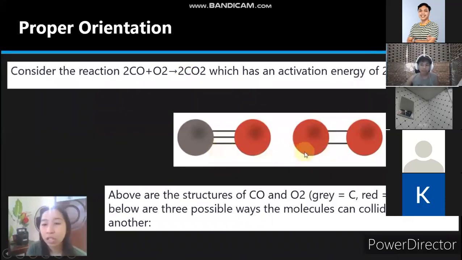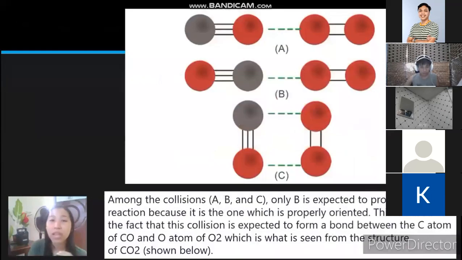Now, these two are the structures of CO and O2. So, gray is the C, red is your O. And below are three possible ways the molecules can collide with one another. So, I'm going to show you that right now. These are the three possible positions nga mag-collide ang imuhang CO molecule o O2 molecule.